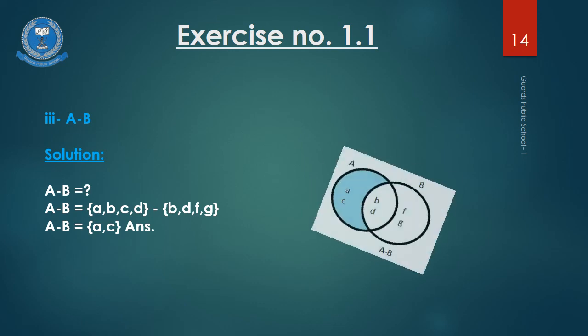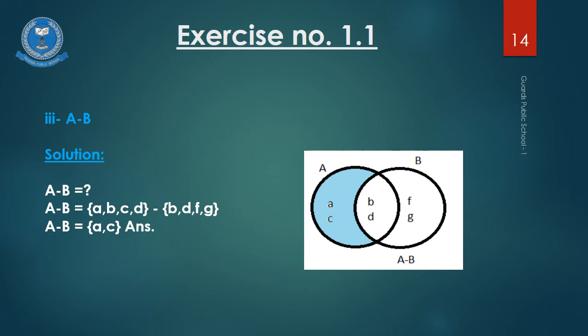Union is the set of elements that belong to both the sets. Therefore, in A union B, the whole area of both the circles will be colored. For A minus B, this area has the elements A and C, so we will color the area with elements A and C.